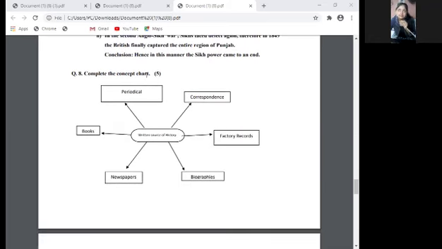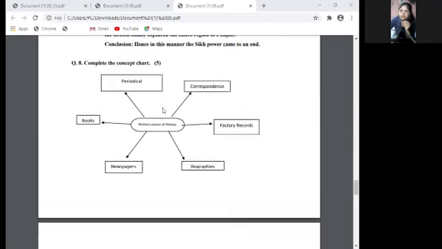Then the question 8 is complete the concept chart. So you have to write the sources of history, the written sources of history. Any of them were fine. There were others besides these, so you could write them also with complete right spellings. Yes, I had given 6 boxes. Any 5 if you've written correct, then you get complete 5 marks. 4 correct, then 4 marks. 3 correct, 3 marks, and so on. Okay.